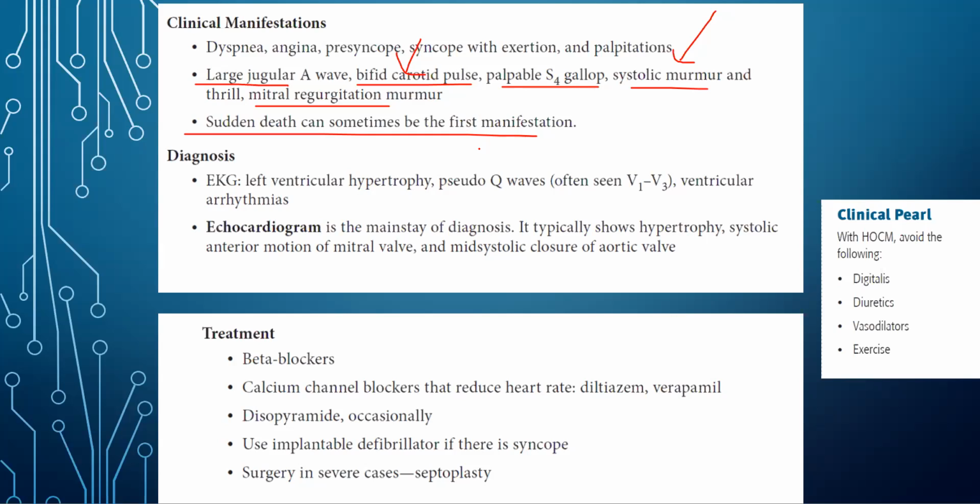The first line investigation that you do in this patient is ECG. So ECG is your first thing. It will not diagnose the condition, but sometimes you can get left ventricular hypertrophy. To confirm the diagnosis, you have to do an echocardiogram. Now, the question comes in many, many ways. When we do the question solution, you will understand it.